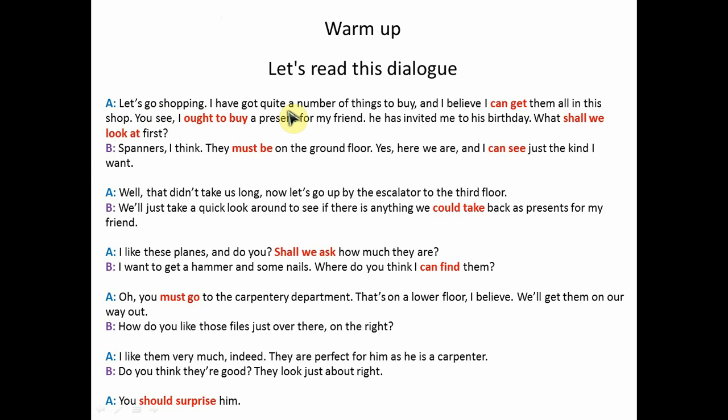Let's go shopping. I have got a quite number of things to buy, and I believe I can get them all in this shop. You see, I ought to buy a present for my friend. He has invited me to his birthday. What shall we look at first? Spanners, I think. They must be on the ground floor. Yes, here we are, and I can see just the kind I want. Well, that didn't take us long. Now let's go up by the escalator to the third floor. We will just take a quick look around to see if there is anything we could take back as a present for my friend.